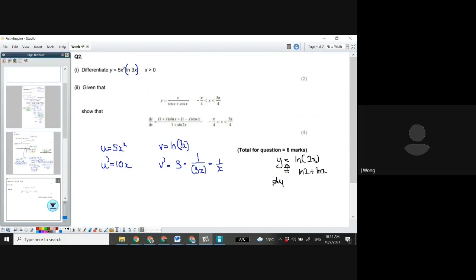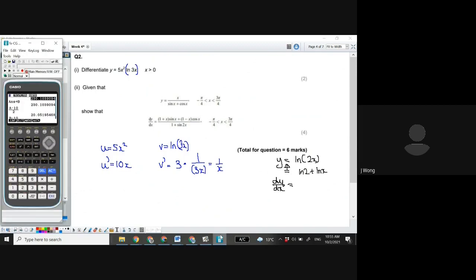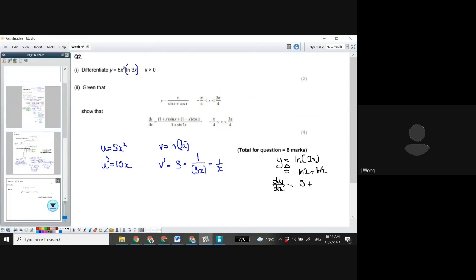That's why when I differentiate this, ln 2 is a constant. If you don't believe me, then we could just go to the calculator. So ln of 2 is a constant, 0.693. When I differentiate 0.693 with respect to x, it has to be 0. And then ln x itself is 1 over x. So that's why if you differentiate any ln expression that looks like this, you'll always get 1 over x.